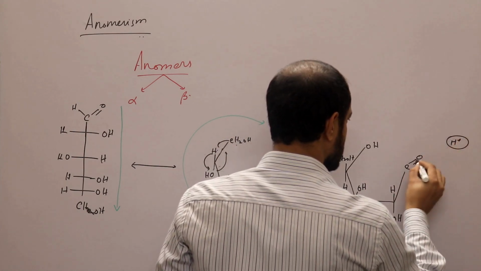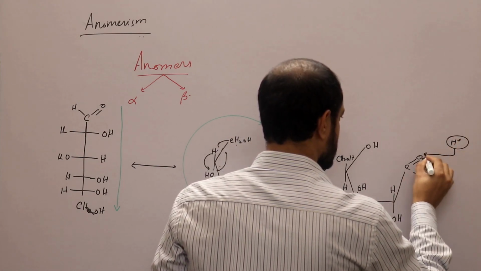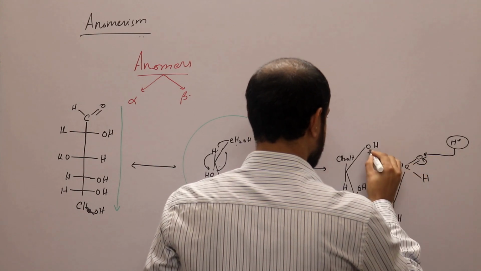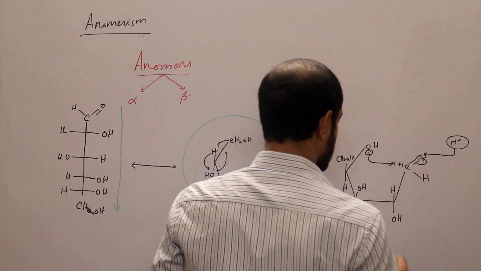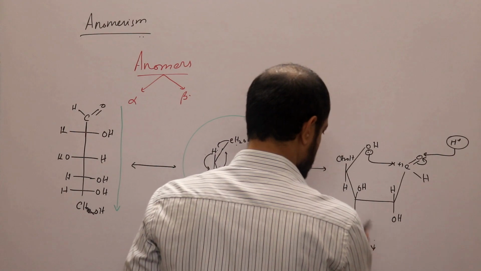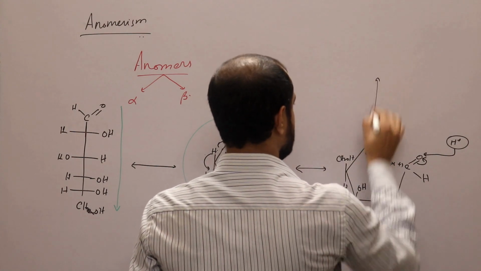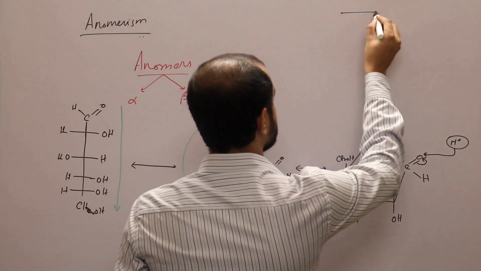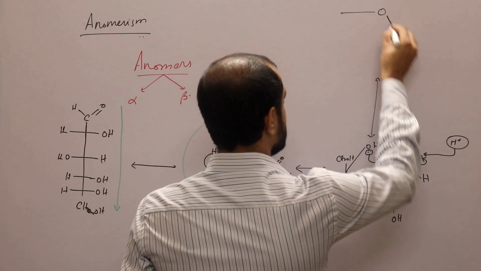H plus from solution is coming, then it is attacking here, here is the plus charge, here is the lone pair, it is attacking here, so we are getting a good structure which looks like this.